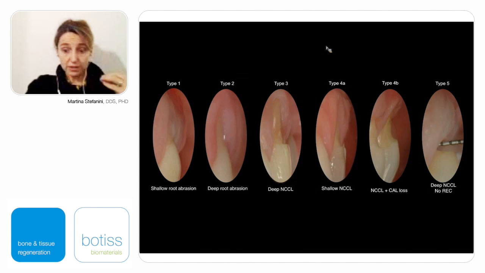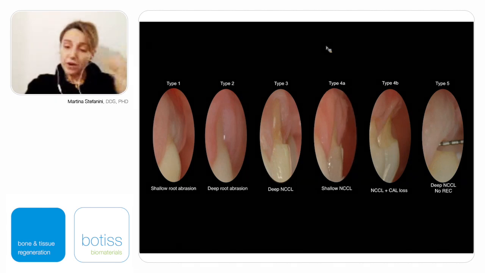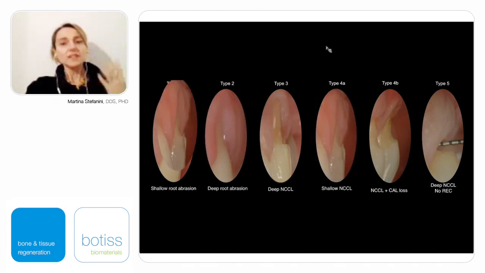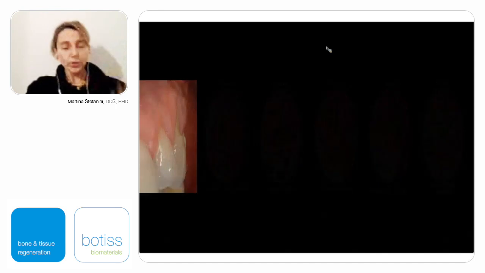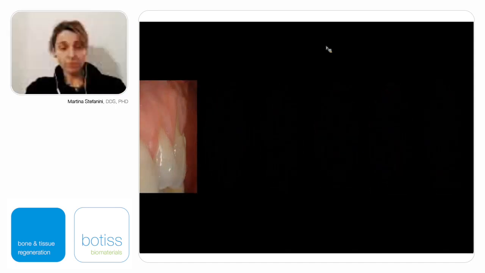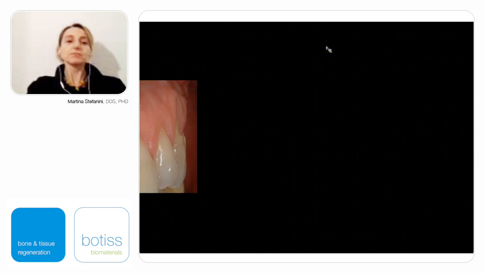So first, what is of paramount importance is to understand where we have to restore the cement-enamel junction once we lost it. And this is the case. If you look on the profile picture, which is the most important picture to evaluate the loss of hard tissue, we can see this horizontal line.